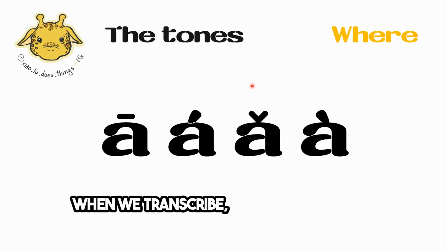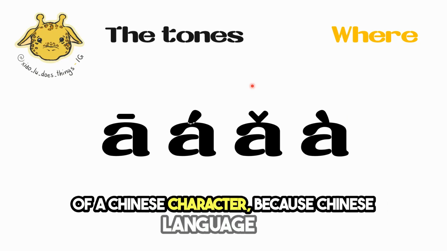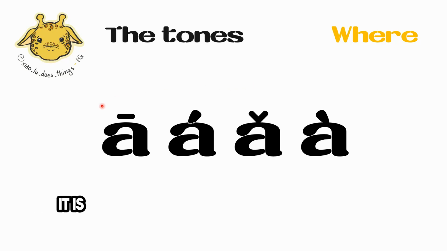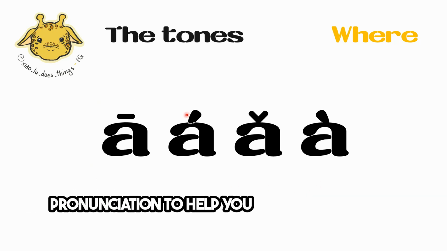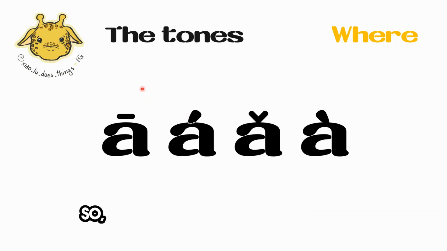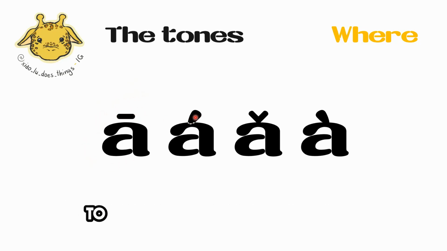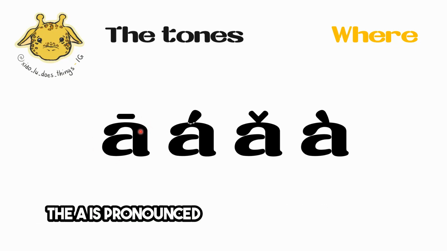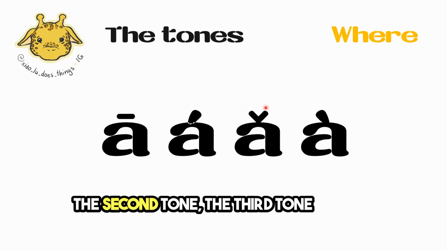When we transcribe, we write down the pronunciation of a Chinese character, because the Chinese language uses characters, not the alphabet. The alphabet is used only for transcribing, for writing down the pronunciation to help you learn it better and faster. So, as we were saying, the tones have to be written on top of the vowels. Here we have an A. In Chinese, the A is pronounced A. Here with the first tone, the second tone, the third tone, and the fourth tone.